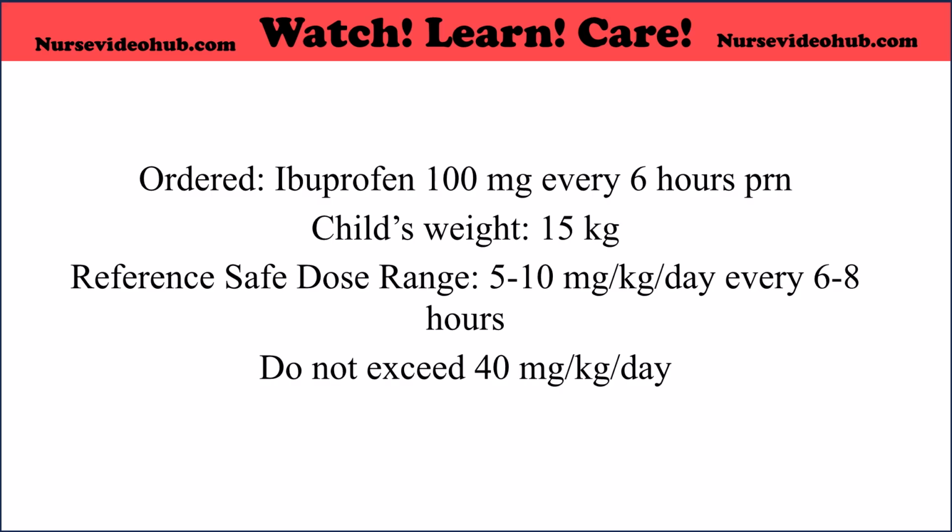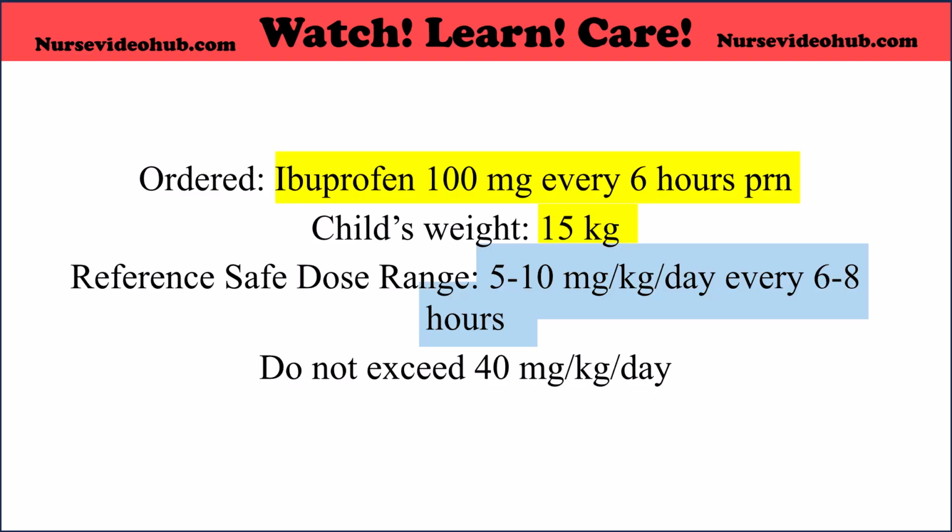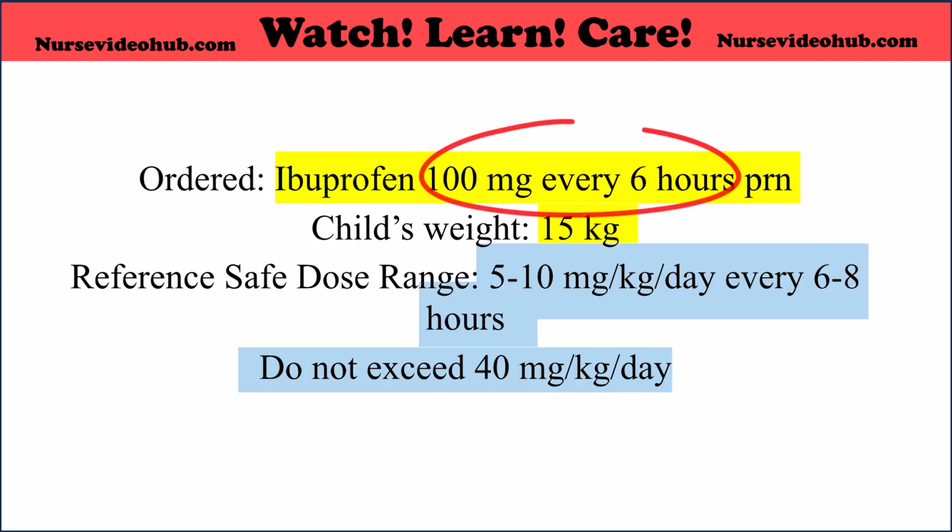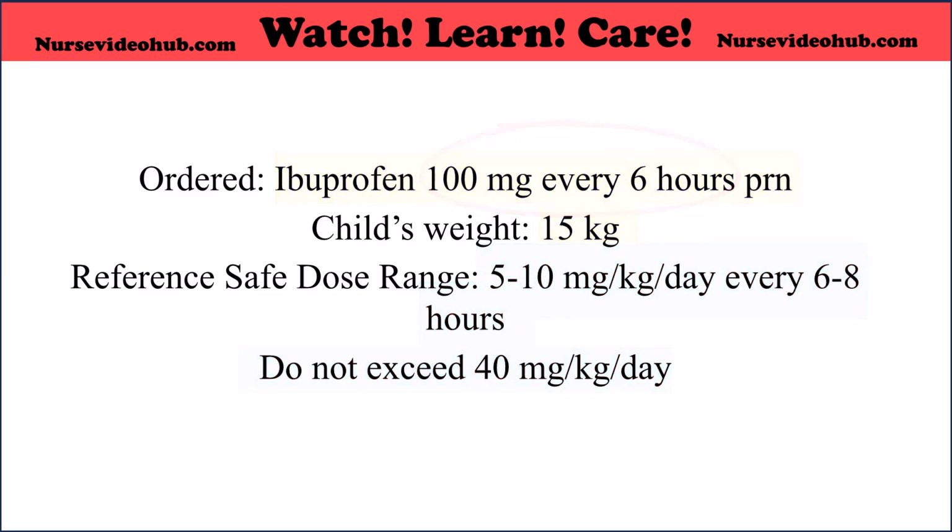Let's look at another example. The order is ibuprofen, 100 milligrams every 6 hours, PRN. The child's weight is 15 kilograms. The reference safe dose range is 5 to 10 milligrams per kilogram per day every 6 to 8 hours. Do not exceed 40 milligrams per kilogram per day. You don't have to calculate the dose here again to administer based on the weight. That's already done for you. But you must determine if the dosage of 100 milligrams every 6 hours falls within the safe dosage range.